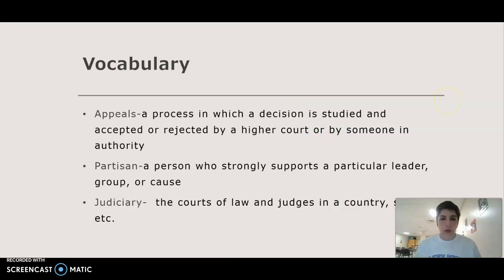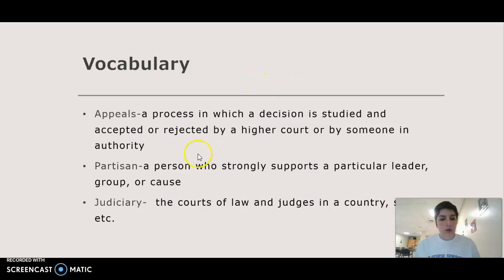So here's the vocabulary that you're going to need to know throughout this PowerPoint, and in general, these words are going to go on our word wall. First of all, appeals, that is a process in which a decision is studied and accepted or rejected by a higher court or by someone in authority. So if you go to court and somebody is found guilty of a crime, but they believe that they are innocent, they can appeal to a higher court and have them look at the case again and decide whether that person is innocent or guilty. Again, they go through the whole process.